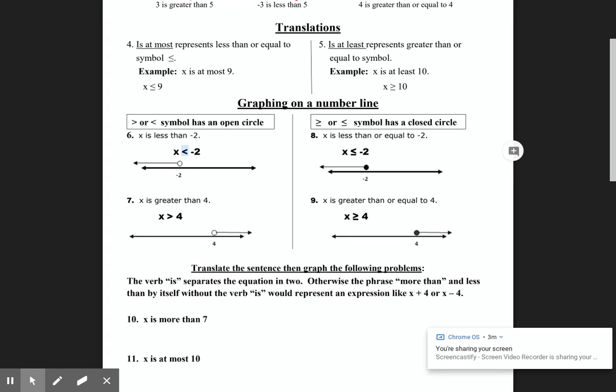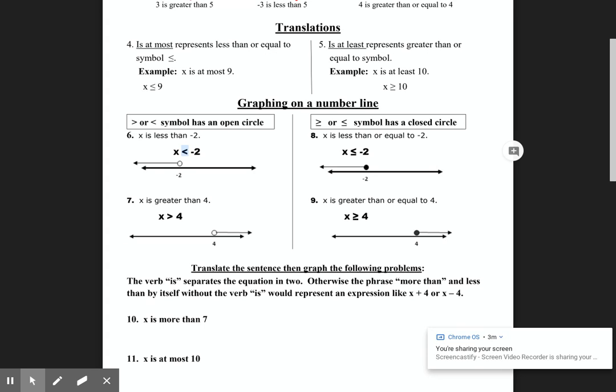Now on 8 and 9, these have lines underneath the inequality, which means equal to. So your circle will be closed. So on 8, x is less than or equal to negative 2. So you have a closed circle, and it will go to the left. Number 9, x is greater than or equal to 4. So again, a closed circle at 4, and it will go to the right.